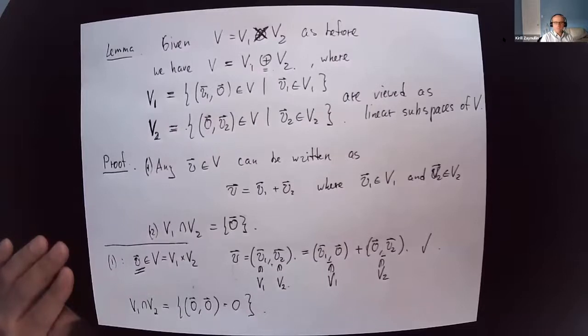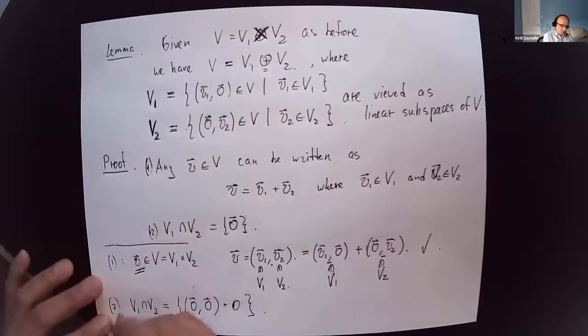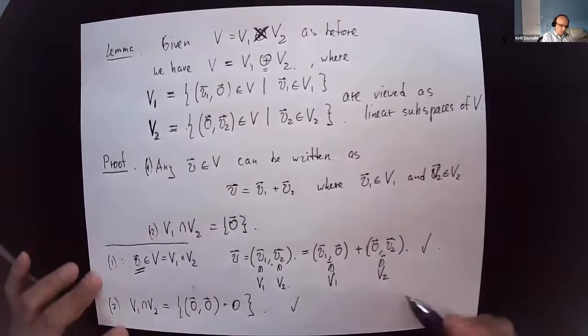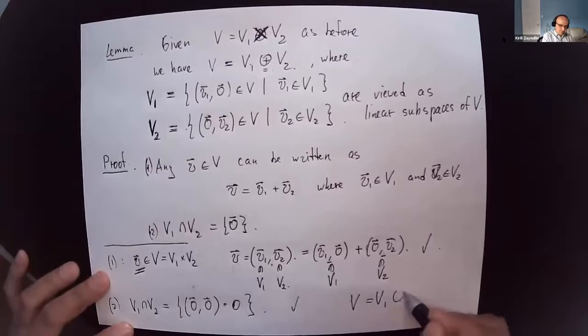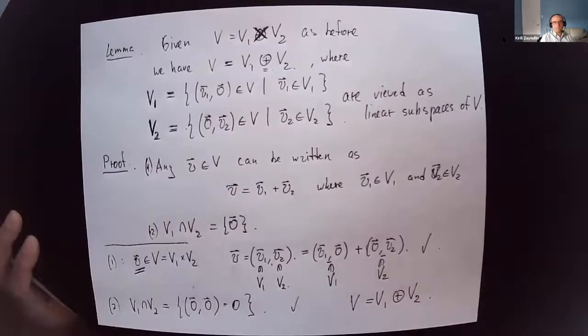Yes? So we are finished because, well, we just checked both conditions. So meaning that V is really a direct sum of two such subspaces.